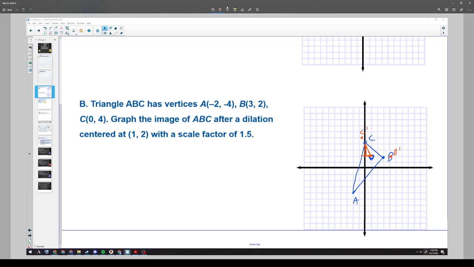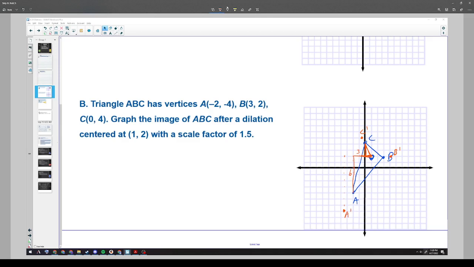B was exactly 2 to the right of our center of dilation. So instead of 2 to the right, we're going to go 3 to the right, and B prime will be right here. Then for A, we needed to go left 3 and down 6. To go 1.5 as far this way, 3 becomes 4.5. So we're living between these two lines. And instead of going down 6 units, 1.5 times that would be 9. So we'll go down 9 units, and we'll drop our A prime point right here.